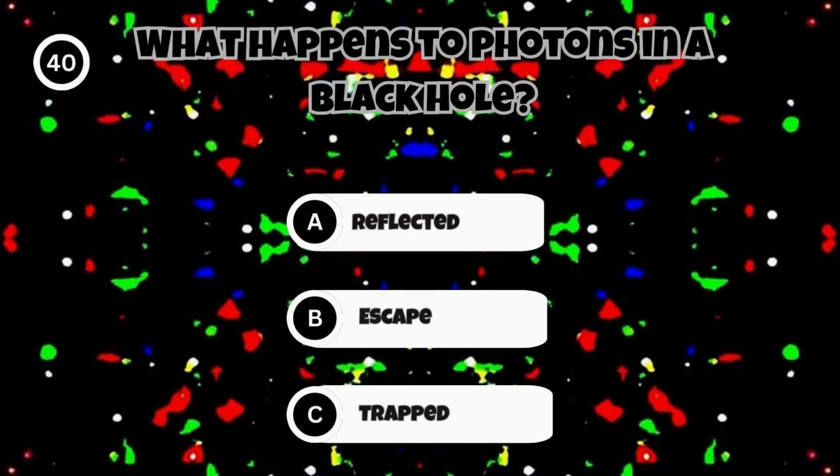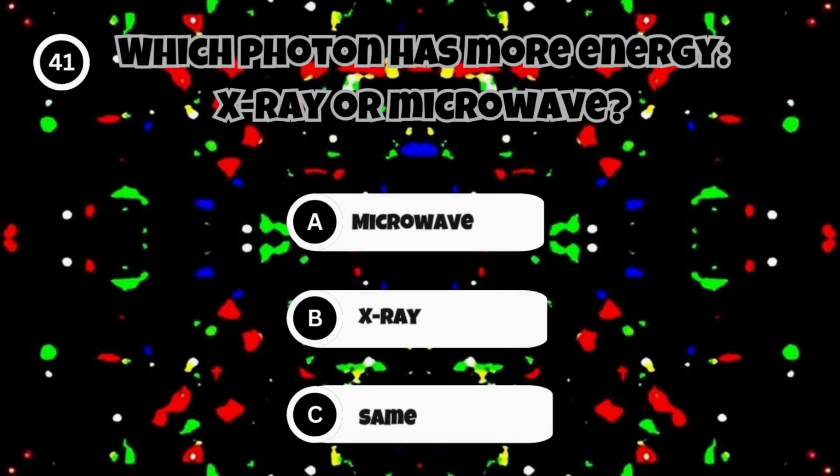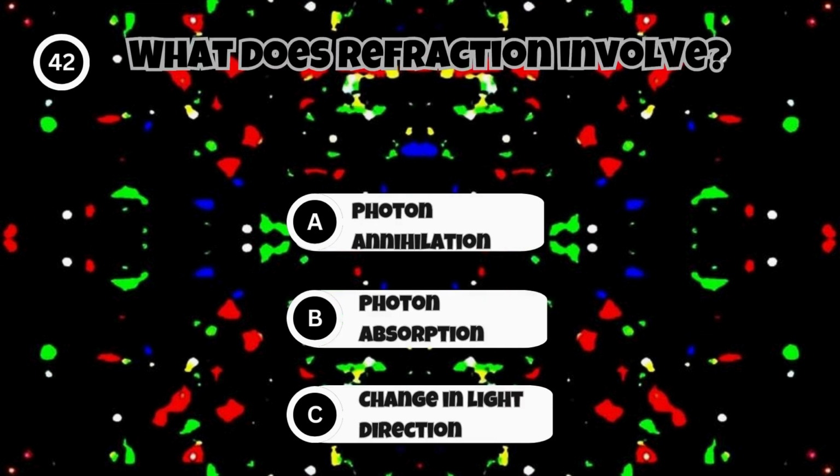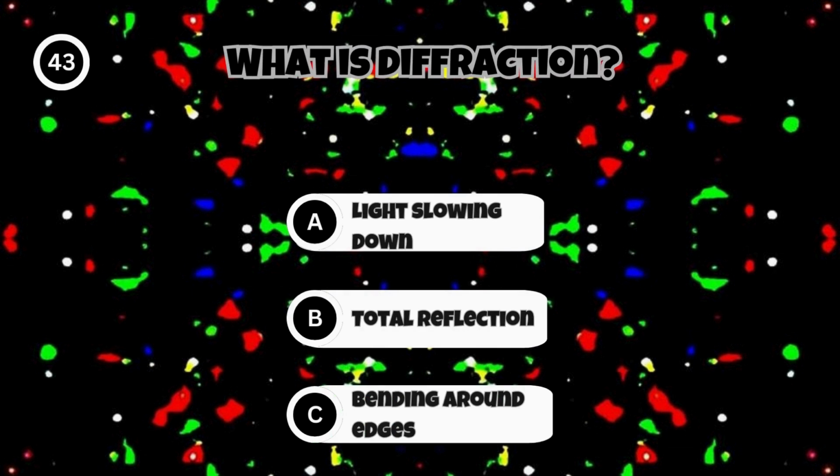What happens to photons in a black hole? Which photon has more energy, X-ray or microwave? What does refraction involve? What is diffraction?